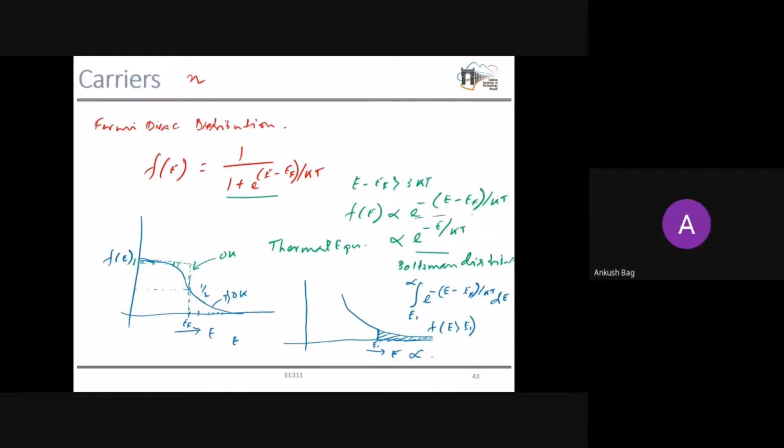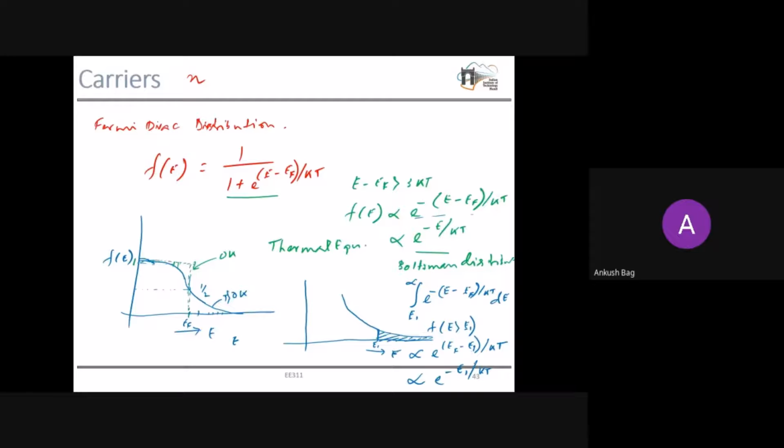if you are unable to follow me, please let me know if you have any doubt or question. This integration will be proportional to e to the power, and we simply need to divide by kT, or we can also write it as proportional to e to the power minus E1 by kT.